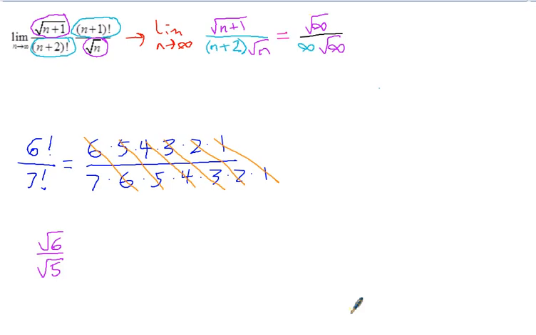Sorry about that. Keep accidentally opening these other programs here. So these reduce out, and notice what's left this time is an infinity on the denominator. And when that happens, when you have 1 over some huge number, infinity, that's really, really close to 0. So this one, limit would equal 0.